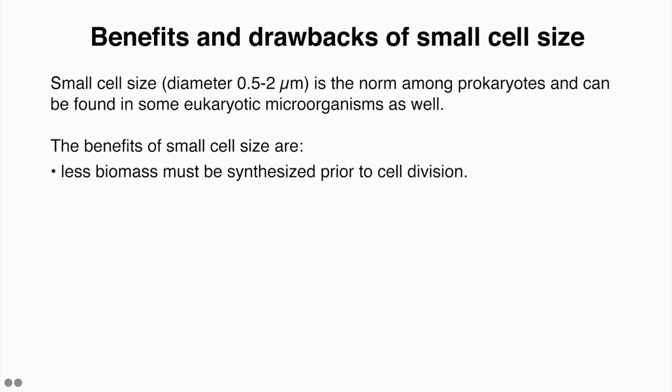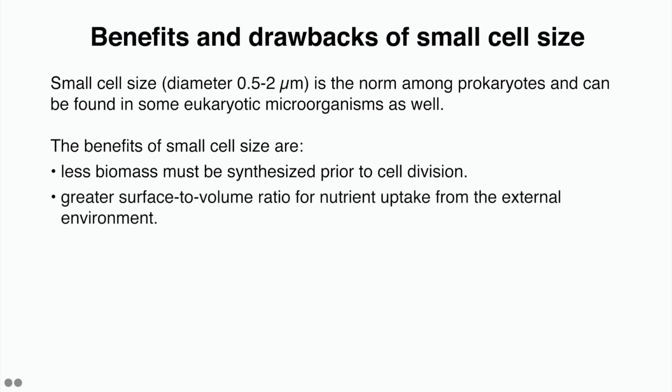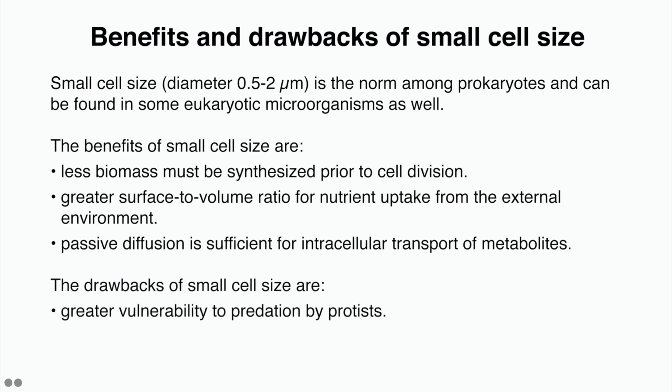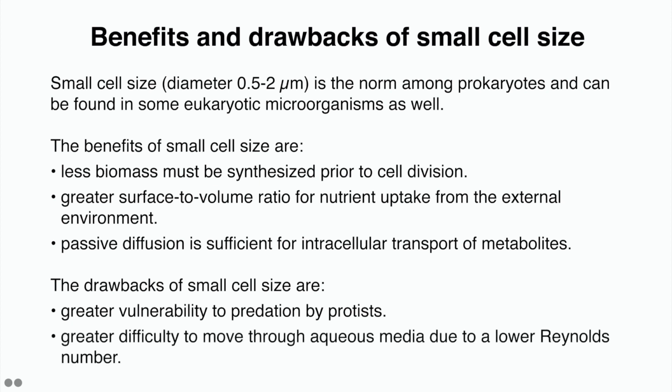The benefits of small cell size include that less biomass must be synthesized prior to cell division, greater surface-to-volume ratio for nutrient uptake from the external environment, and passive diffusion is sufficient for intracellular transport of metabolites. The drawbacks of small cell size include greater vulnerability to predation by protists and greater difficulty to move through aqueous media due to a lower Reynolds number.